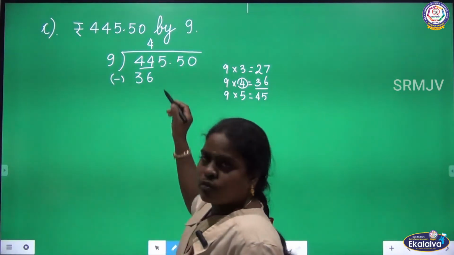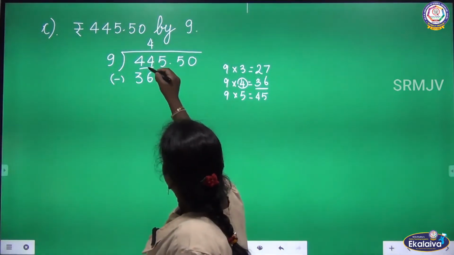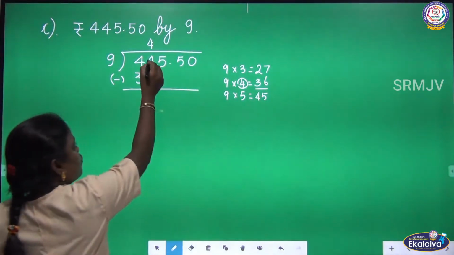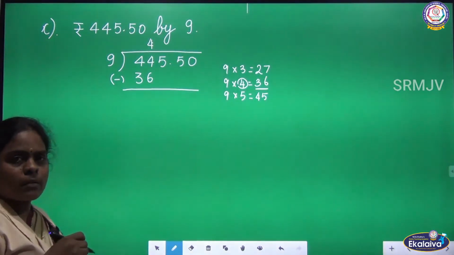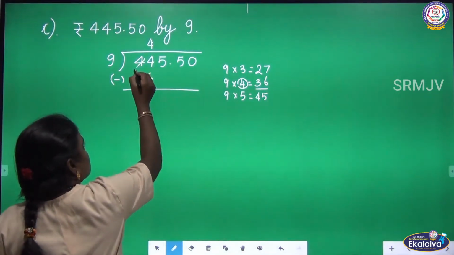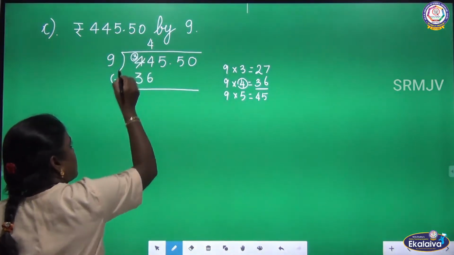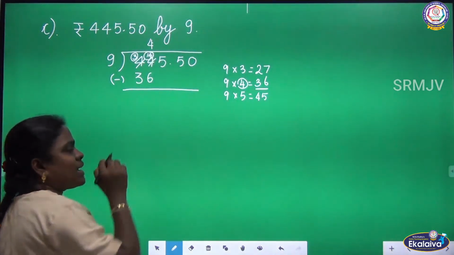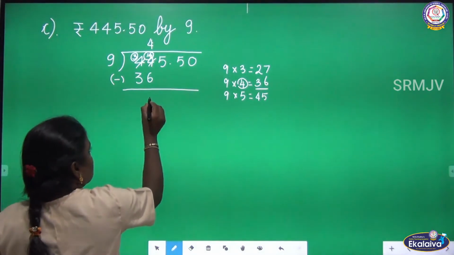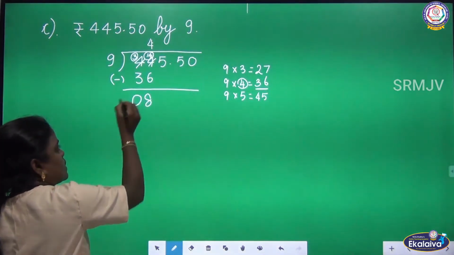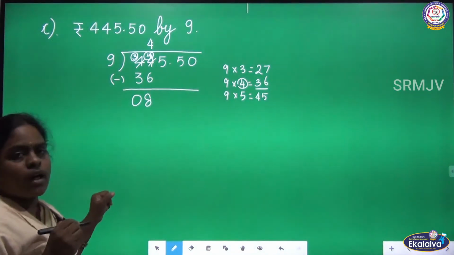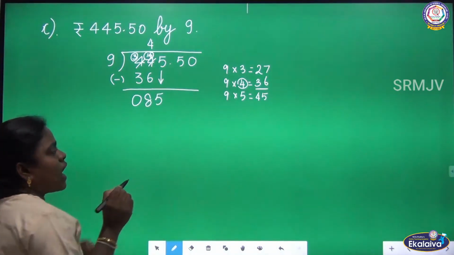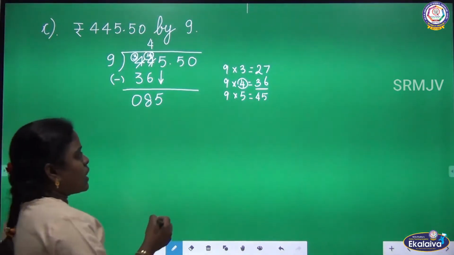Now subtract the numbers 44 and 36. Four minus 6, we cannot subtract because the first number is smaller. So I am going to borrow from 4. It becomes 3 and the 4 becomes 14. So 14 minus 6, it is 8. And here 3 minus 3, 0. Yes, so we have 8 now. I am going to bring down the next digit, that is 5. Now I have 85. I am going to continue the table.